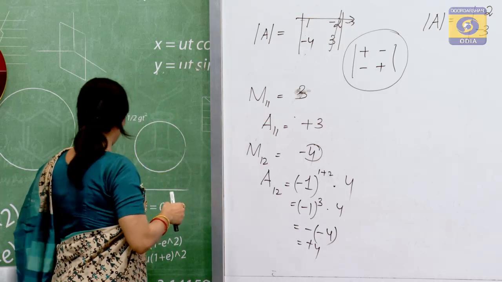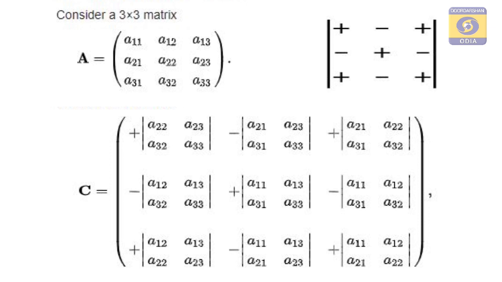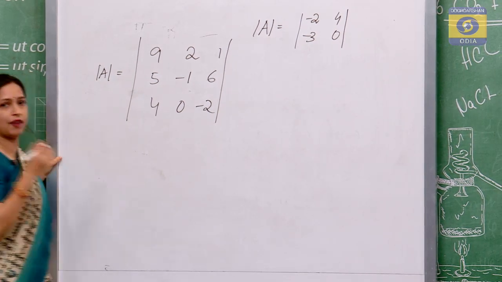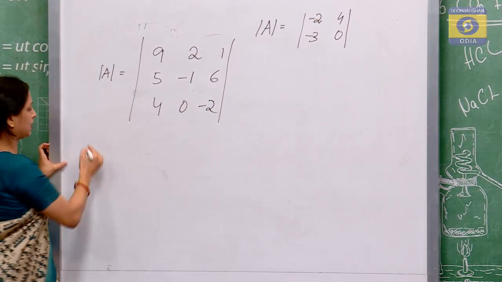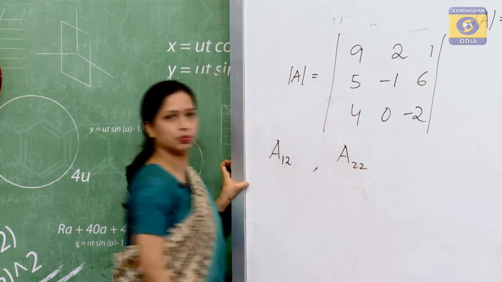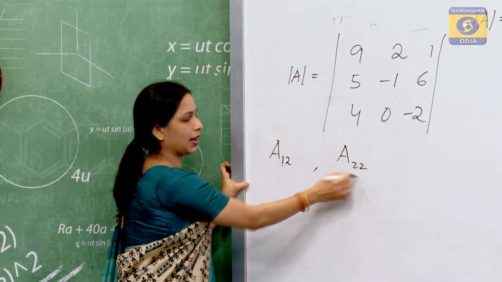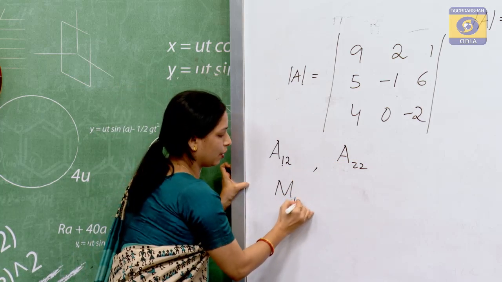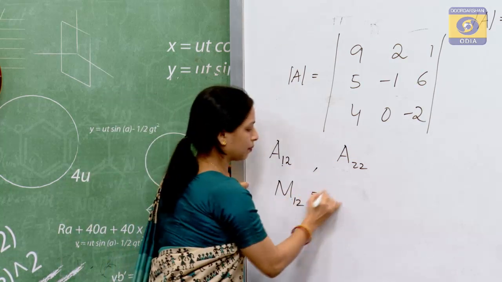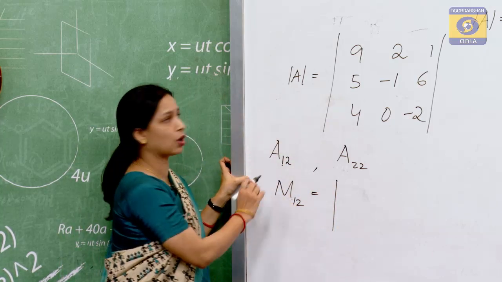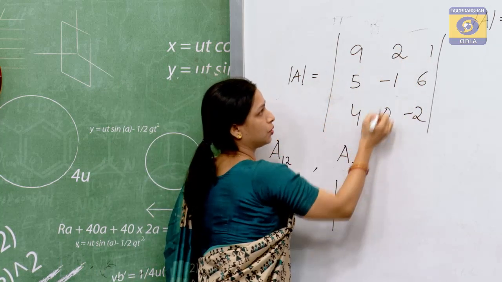Now, let us find out the minors and the cofactors of an order 3 determinant, right, order 3. So, this is the order 3 determinant, right. Now, let us say I have to find out the cofactors of 1, 2 and 2, 2, that means A12 and A22. So, let us start with finding out the minor, right. So, minor of A12 will be what? First, we need to select the element. So, element 1, 2 means row 1, column 2, that means 2.